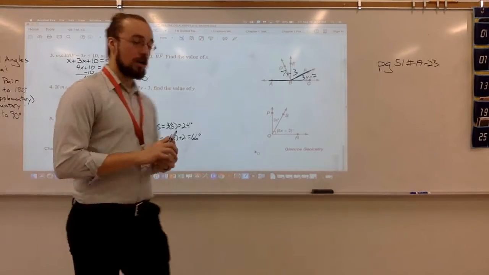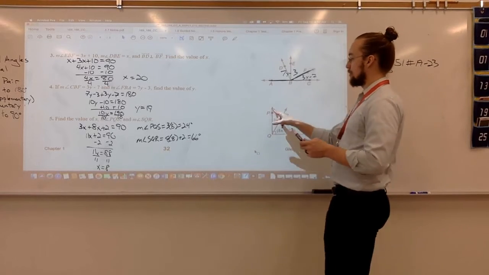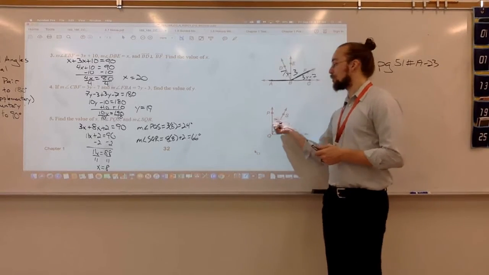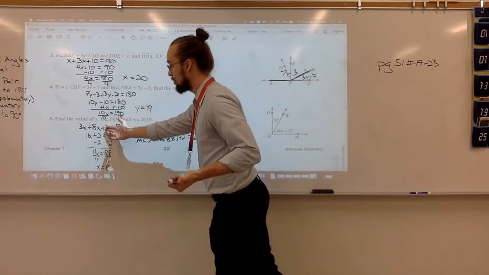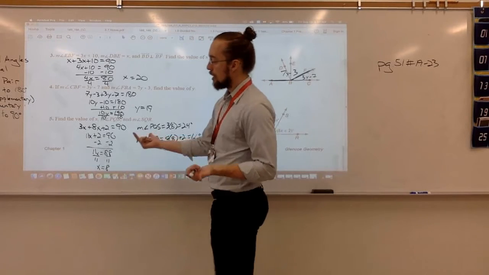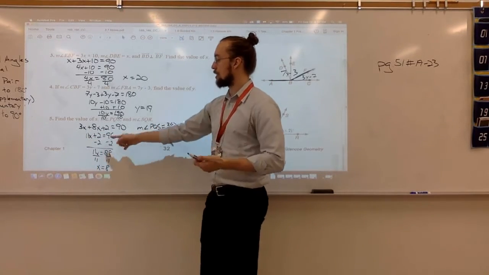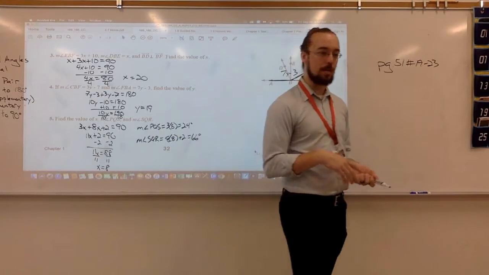All right, for number 5 here, these two angles should add to 90, right? So my setup: 3x plus x plus 2 equals 90. Combine my like terms on the left: 11x plus 2 equals 90. Subtract the 2 over, divide by 11, and we get x equals 8.